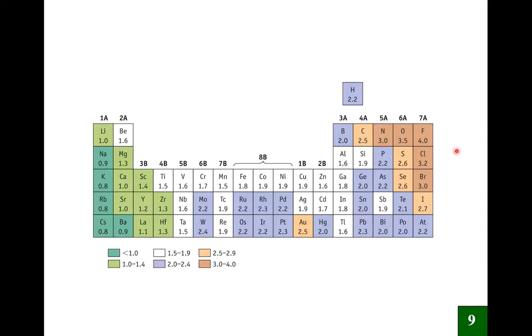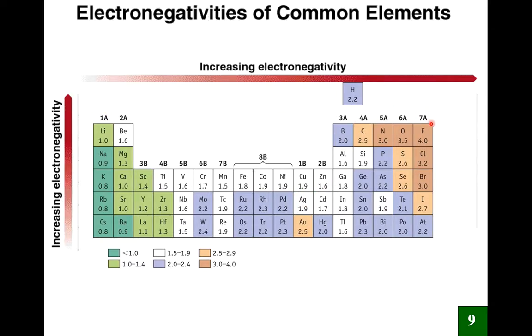To figure this out, we can look at these electronegativity values. And the highest electronegativity on the entire periodic table is fluorine. Fluorine has a value of 4. And then everything else follows more or less a pretty smooth trend, except for hydrogen. Hydrogen, for the purposes of electronegativity, is somewhere between boron and carbon in its value.